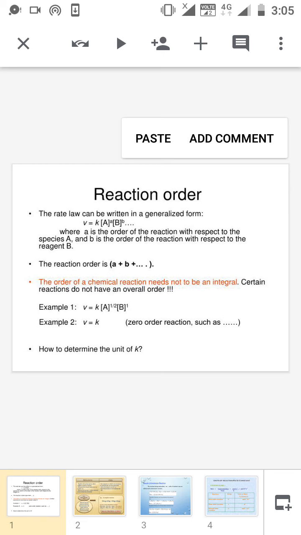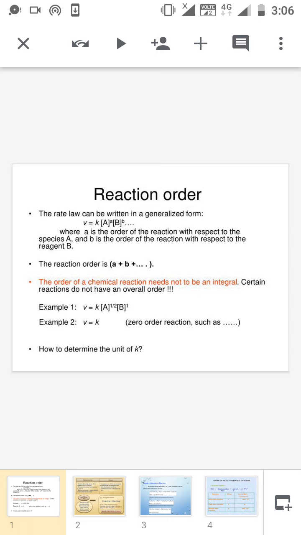So that's why here it is written that a is the order of the reaction with respect to reactant A and small b is the order of the reaction with respect to reagent B. Then the overall order of a reaction is expressed as a plus b. We already discussed the definition: the order of a chemical reaction is the sum of the powers of the concentration terms expressed in the rate law.